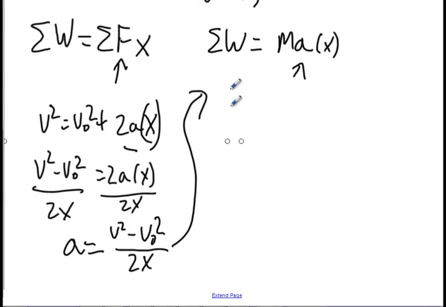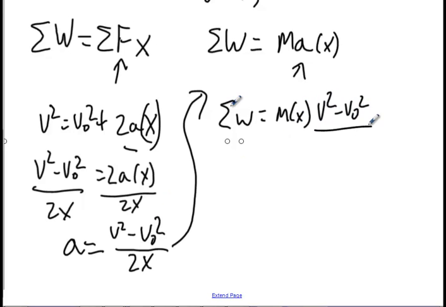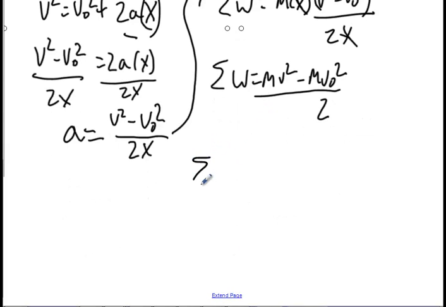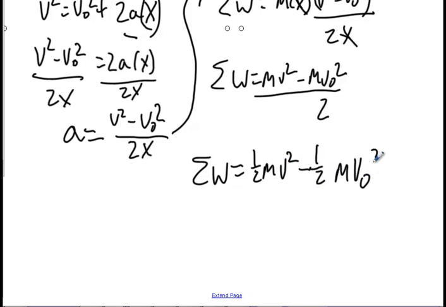So the net work is actually going to be given by mass times x times (v squared minus v naught squared) all over 2x. And remember, that's in parentheses. This x is going to cancel that x, so what I'm left with is the net work is equal to, I'm going to distribute this mass through, mv squared minus mv naught squared all over 2, and now I can factor out that 1/2, and I get the net work is equal to 1/2 mass times velocity squared minus 1/2 mass times initial velocity squared.